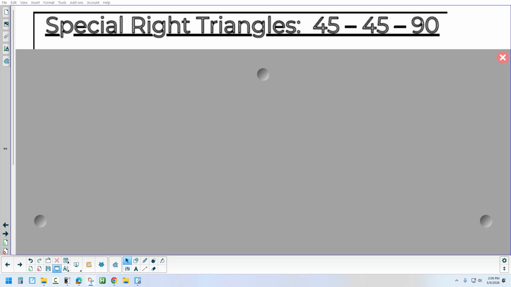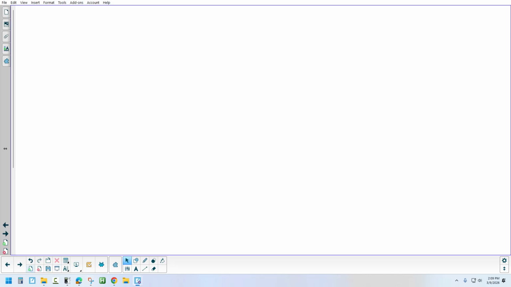All right, so this week we are going to take a look at two kinds of special right triangles. The first one we're going to look at is the 45, 45, 90, and that refers to the angles of the triangle, and it looks something kind of like this. These two sides are the same. This is a 45, and that's a 45. Okay, so it looks something kind of like that.